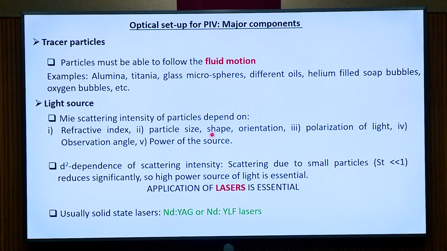So now this is contrasting. On one hand, we say that the particle size should be much smaller such that they can follow the fluid. On the other hand, we want to image them also. And typically, the scattering intensity is proportional to d square. So if the particle size is small, then the scattering intensity will also be small. So this means that we need a high power light source, and that is the reason why we use pulsed lasers, typically Nd:YAG or Nd:YLF lasers.